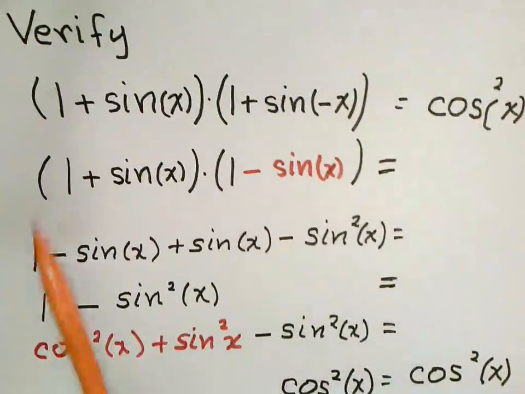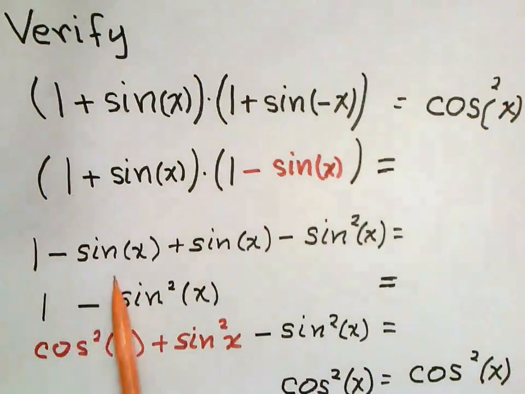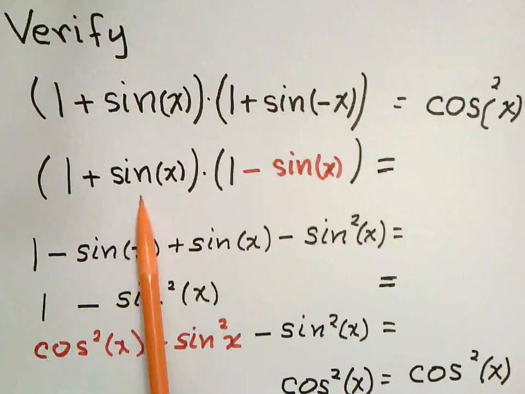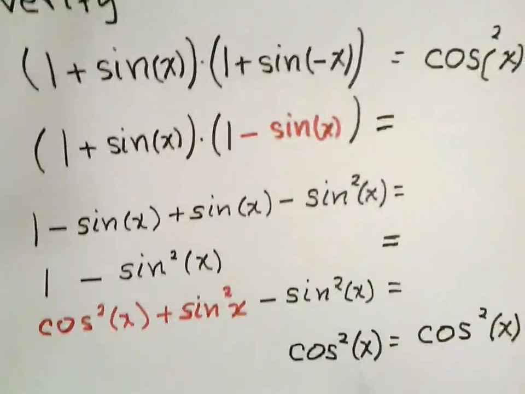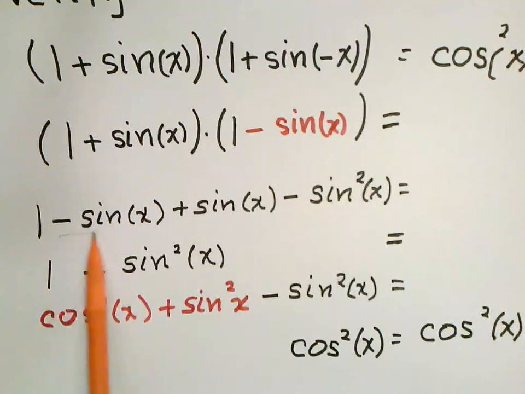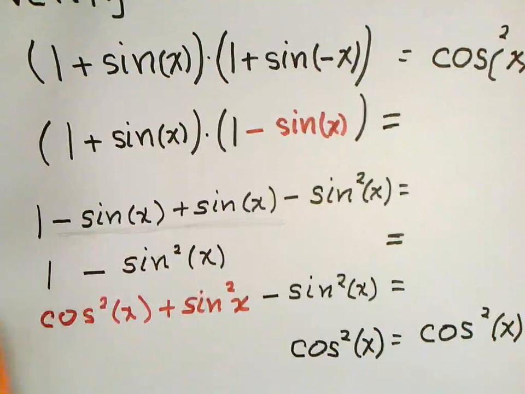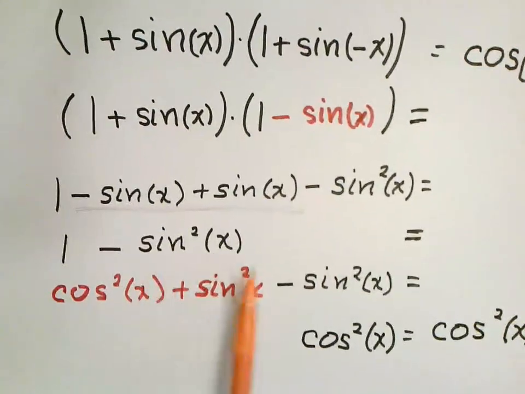So when I FOIL, 1 times 1 is 1. 1 times the negative sine of x is negative sine of x. Sine of x times 1 is sine of x. Sine of x times the negative sine of x is a negative sine squared of x. And you'll notice here we have a negative sine of x and a plus sine of x, which add up to give us 0. So what we're left with is 1 minus sine squared of x.